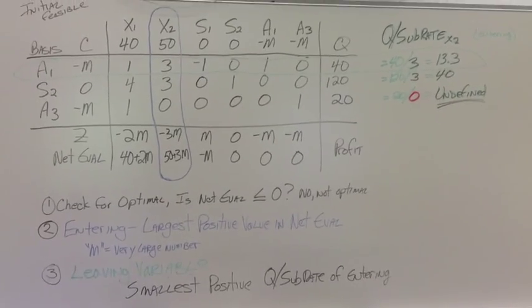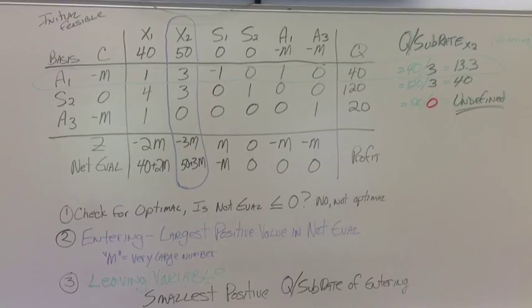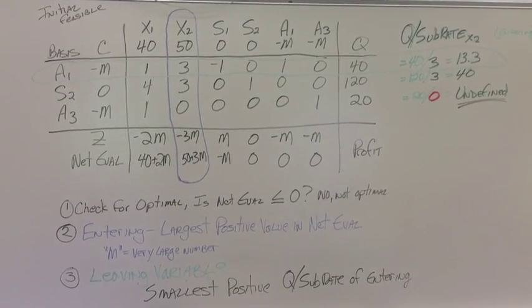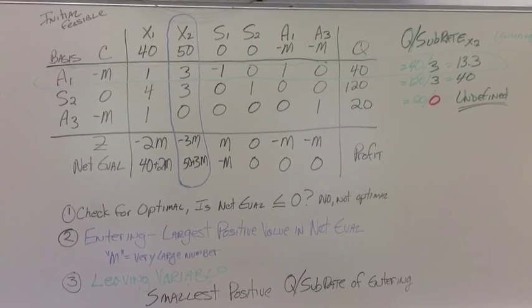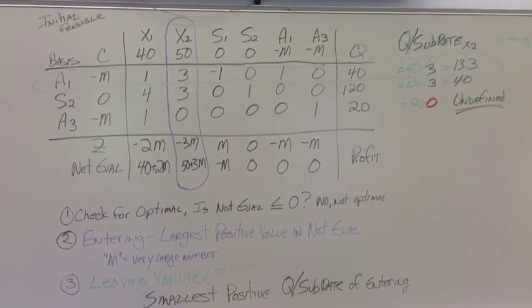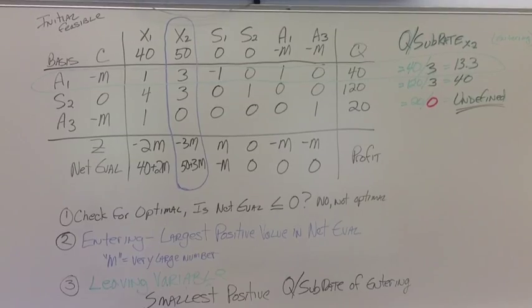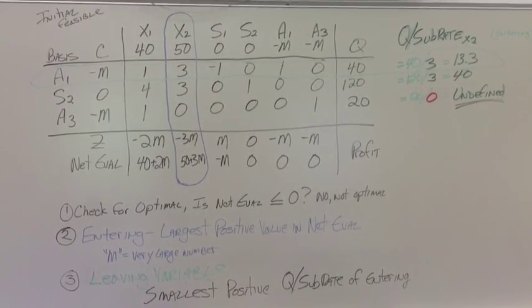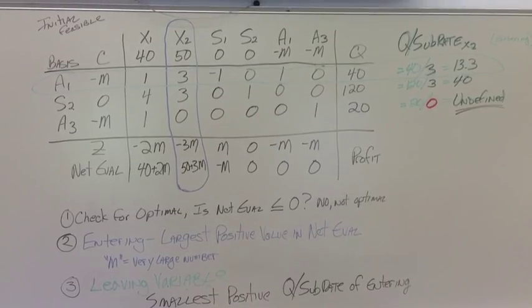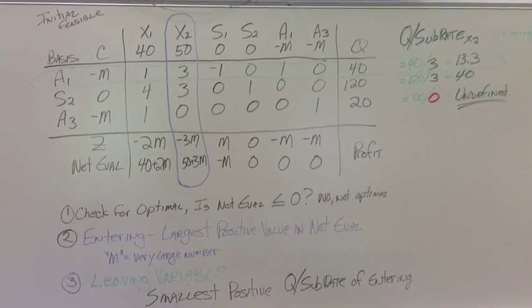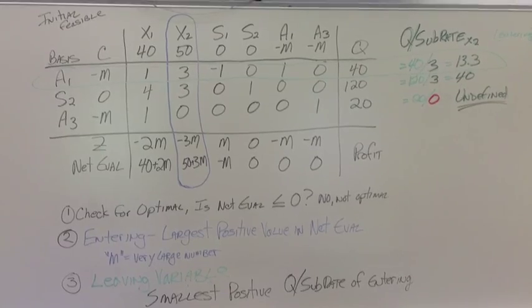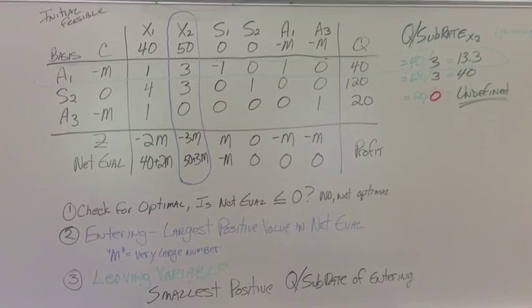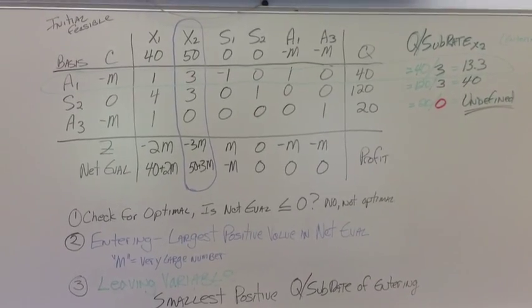On the right hand side, I've calculated my q divided by my subrate. The first one is for A1, it's 40 divided by 3. And that 3 is the intersection of A1 and x2, which is 13.3. Same for S2. I should have used different variables, but the 3 there is coming from the intersection of x2 and S2. Again, that is 40. And our third one is 0.